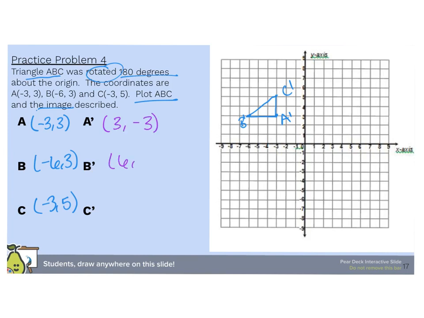X is positive, Y is negative. X is positive, Y is negative. So this should be in quadrant 4. Oops, I forgot.